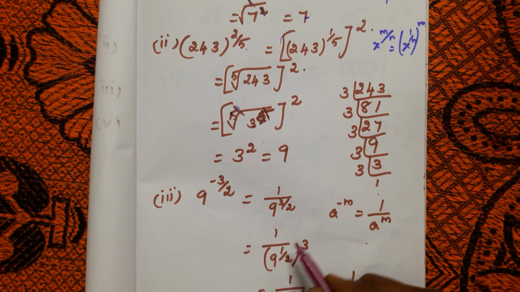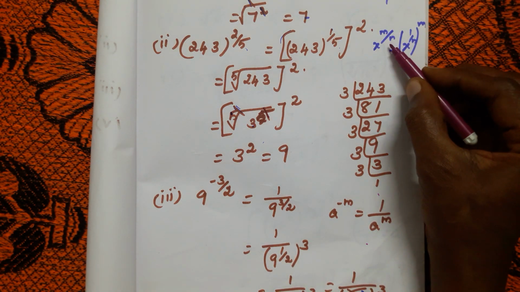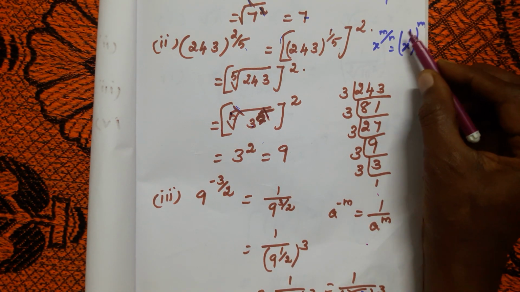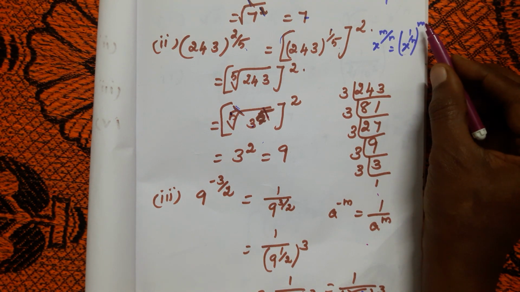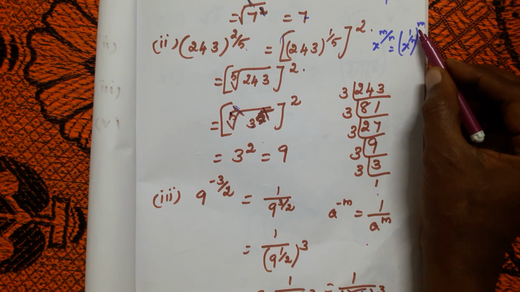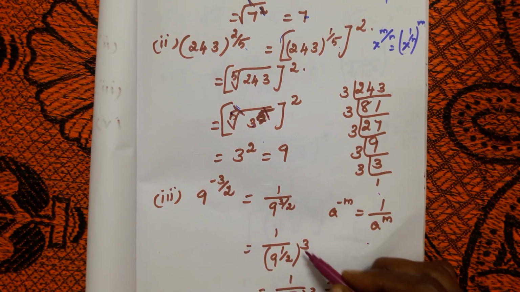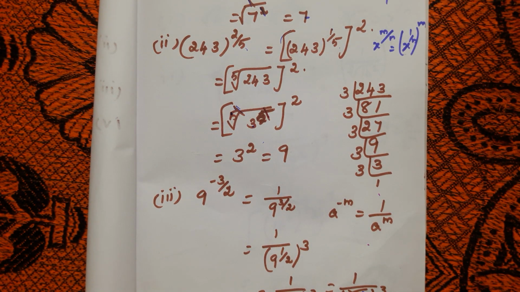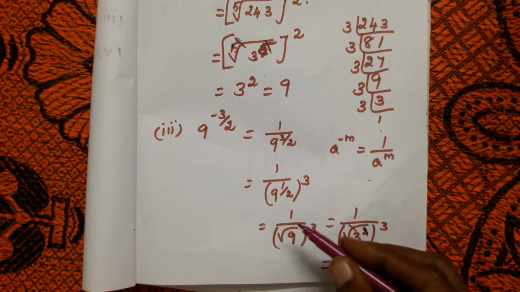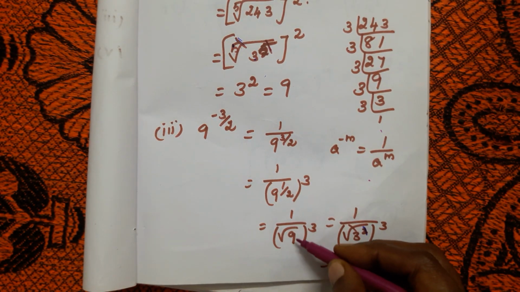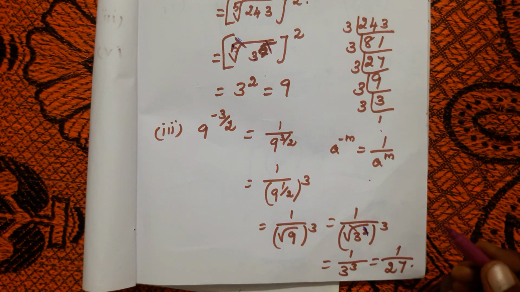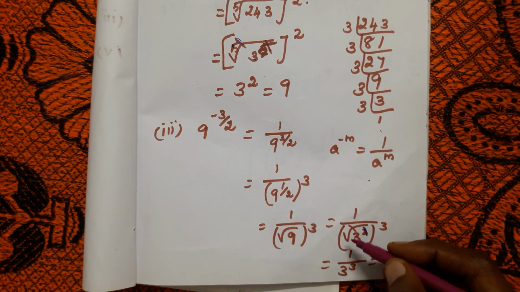This we can write with the same property: x power m by n is equal to x power 1 by n the whole power m. So 9 power 1 by 2 the whole power 3. It's equal to 1 by square root of 9 the whole cube. Square root of 9 means 3 square.